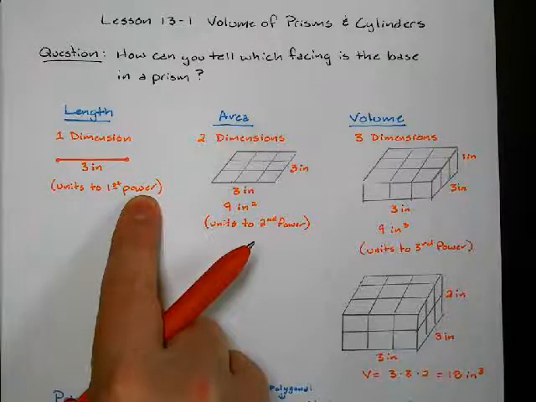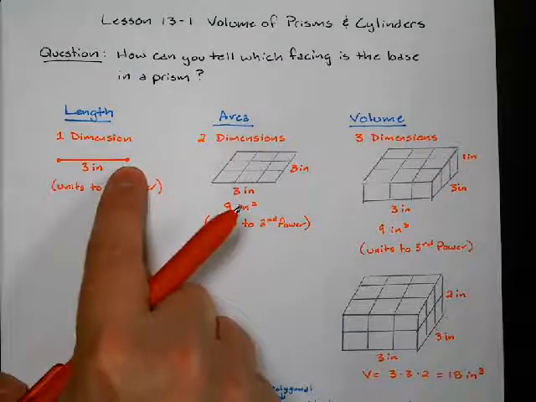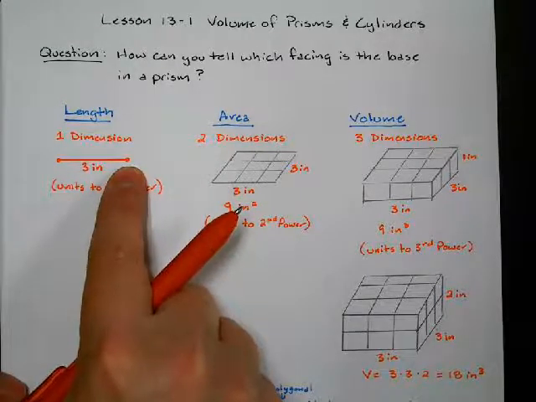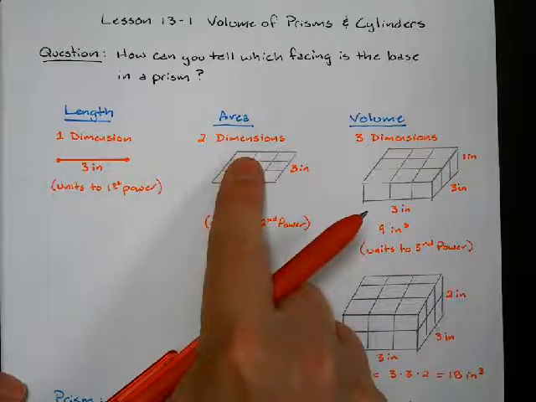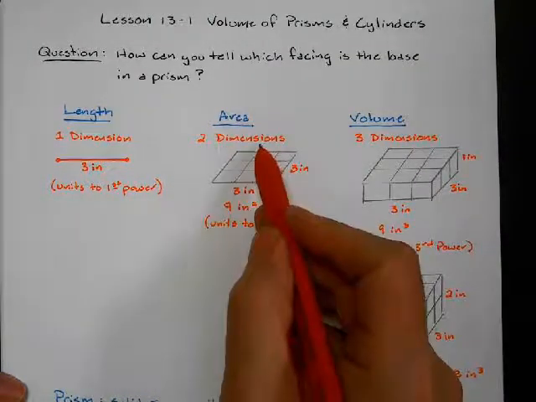The length dimension is kind of like a pencil mark. It doesn't have any width to it. It doesn't have any depth to it. It's just from here to here. That's it. When we talk about area, though, area is in two dimensions.